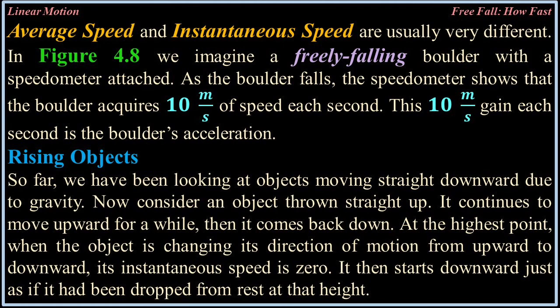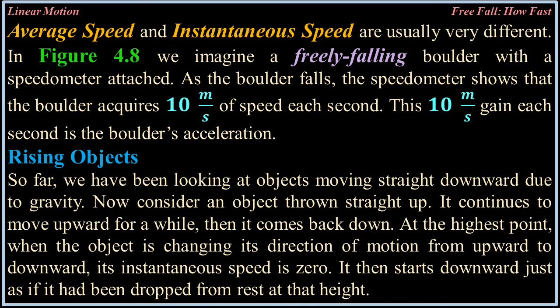Average speed and instantaneous speed are usually very different. In figure 4.8, we imagine a freely falling boulder with a speedometer attached. As the boulder falls, the speedometer shows that the boulder acquires 10 meters per second of speed each second. This 10 meters per second gain each second is the boulder's acceleration.